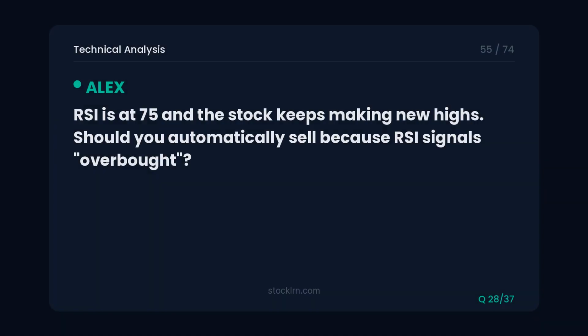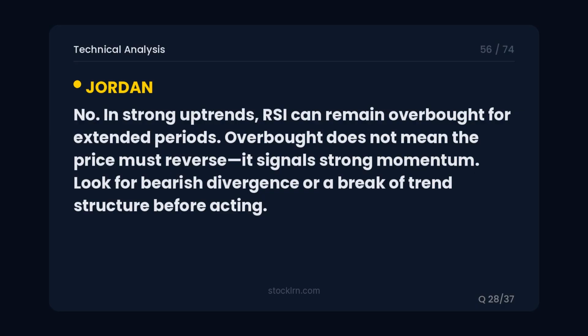RSI is at 75 and the stock keeps making new highs. Should you automatically sell because RSI signals overbought? No. In strong uptrends, RSI can remain overbought for extended periods. Overbought does not mean the price must reverse, it signals strong momentum. Look for bearish divergence or a break of trend structure before acting.